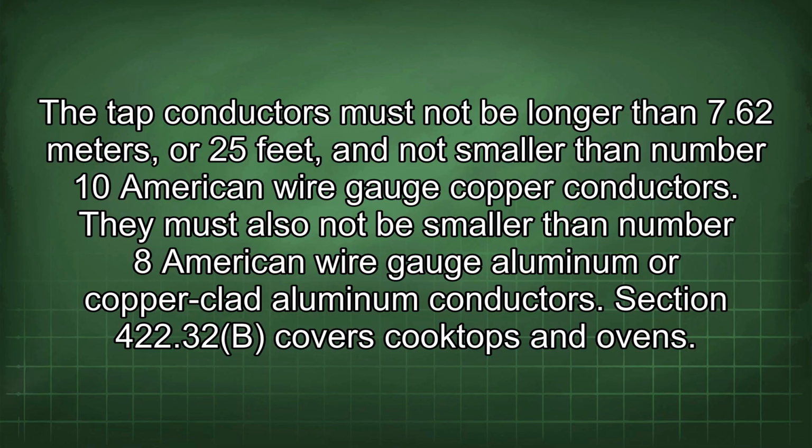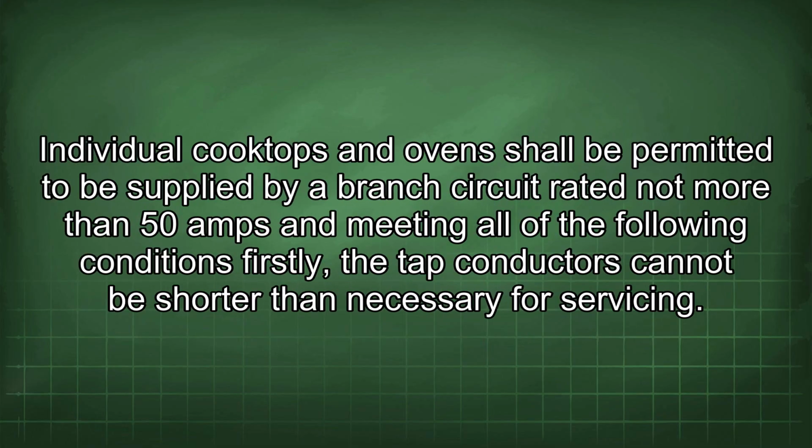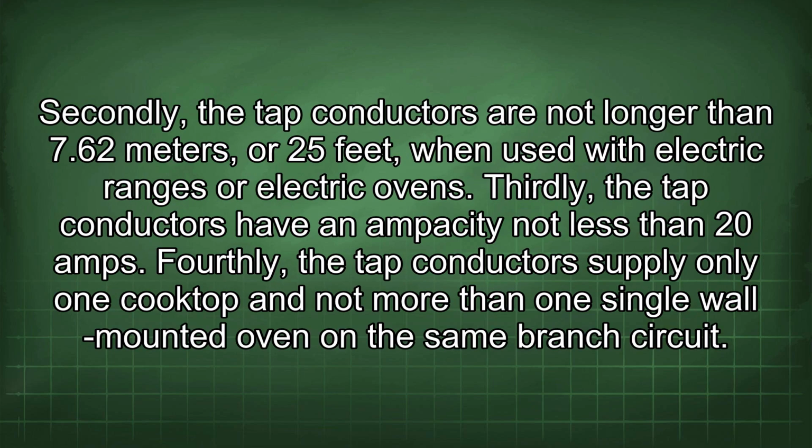Section 422.32(B) covers cooktops and ovens. Individual cooktops and ovens shall be permitted to be supplied by a branch circuit rated not more than 50 amps and meeting all of the following conditions. Firstly, the tap conductors cannot be shorter than necessary for servicing. Secondly, the tap conductors are not longer than 7.62 meters or 25 feet when used with electric ranges or electric ovens. Thirdly, the tap conductors have an ampacity not less than 20 amps. Fourthly, the tap conductors supply only one cooktop and not more than one single wall-mounted oven on the same branch circuit.